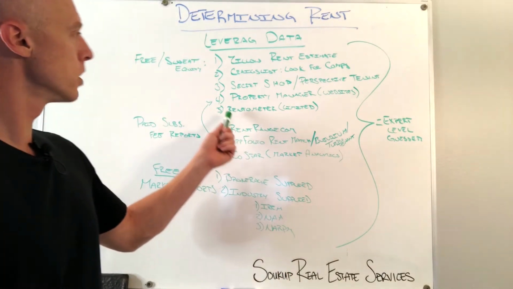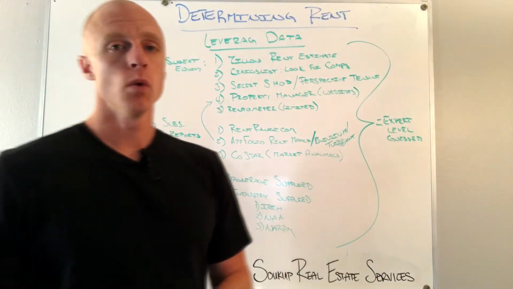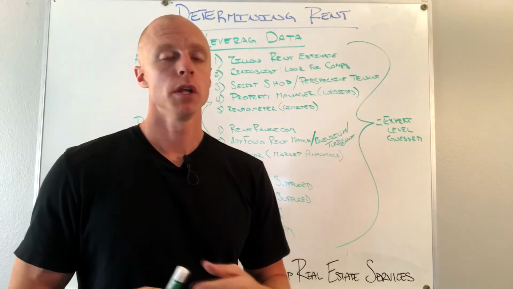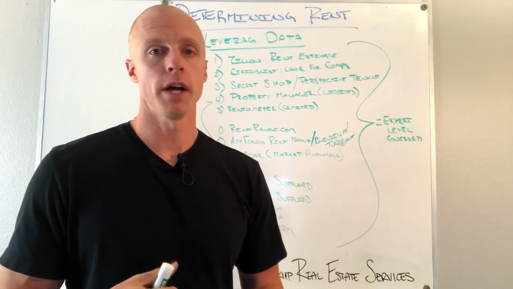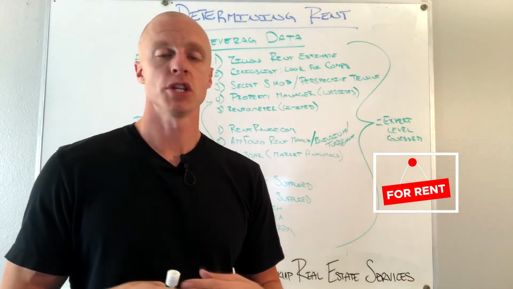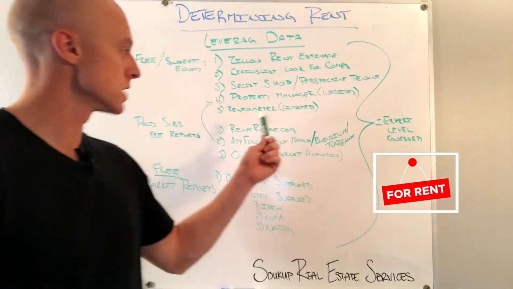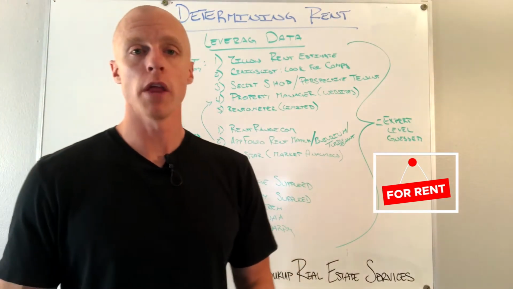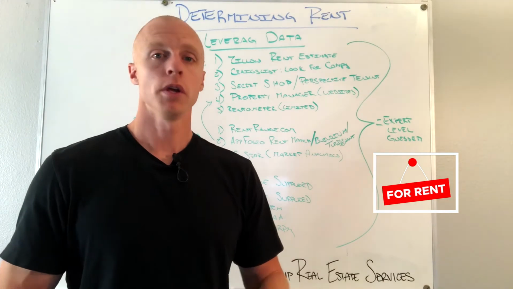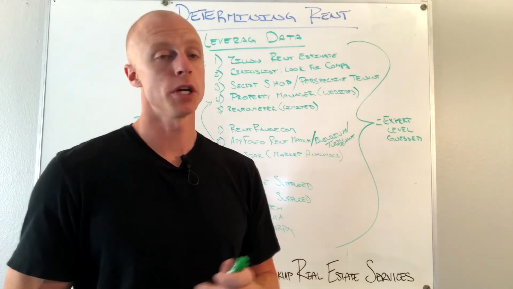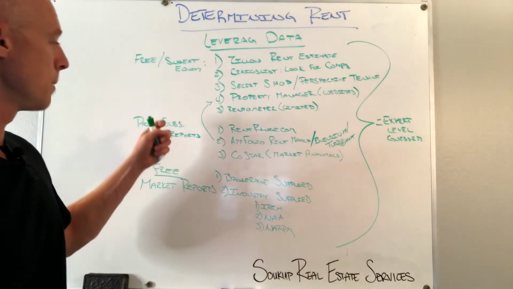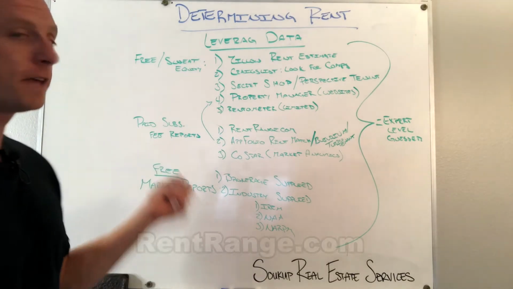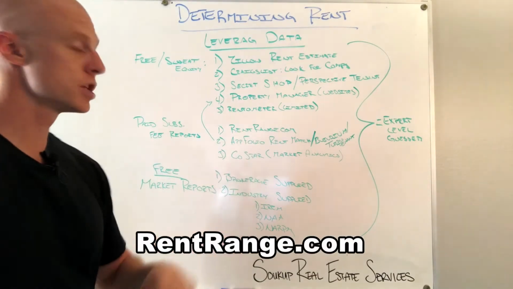And then there's gonna be a lot of different free websites out there that offer a one-time suggested rent price, and Rentometer is an example, but there are others. So Google rent estimates and things of that nature, which then leads into a paid subscription or fee reports. I use rentrange.com.